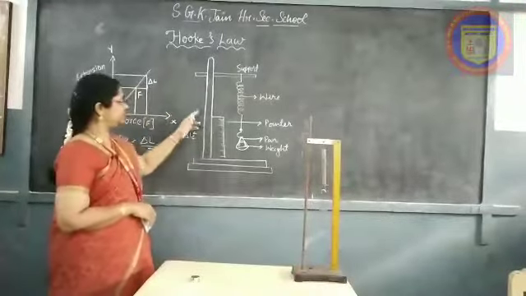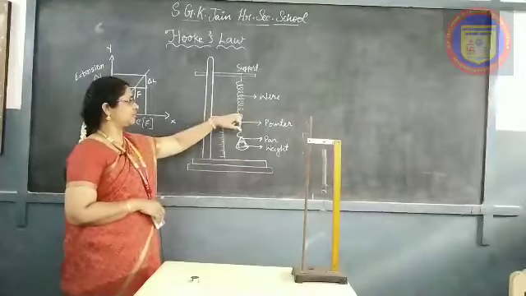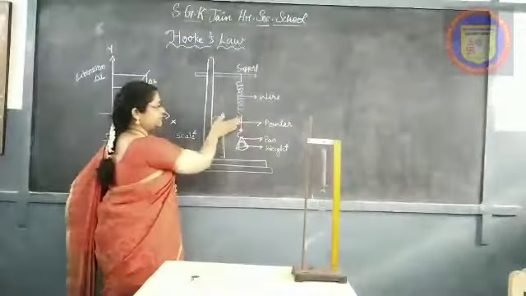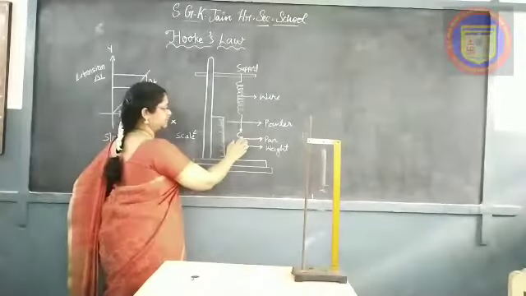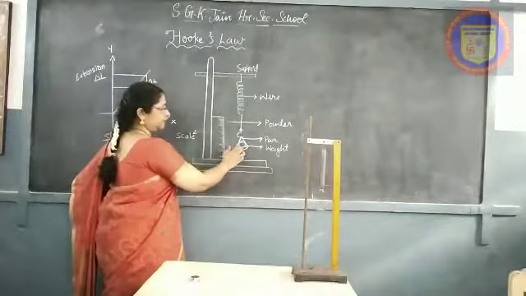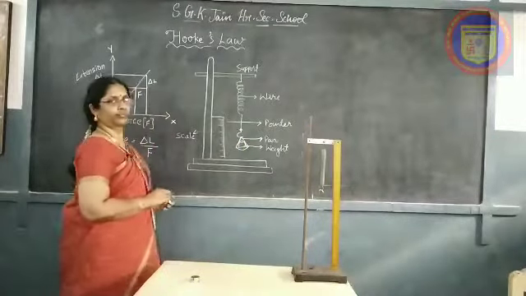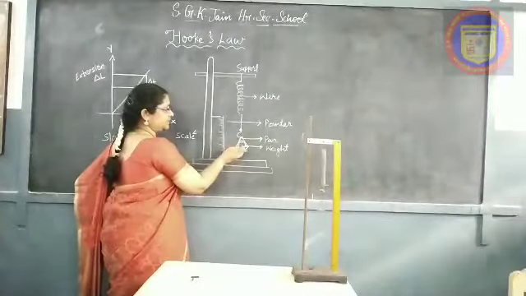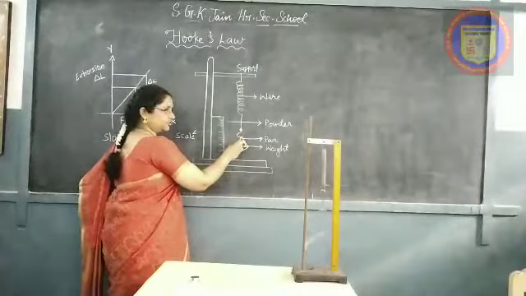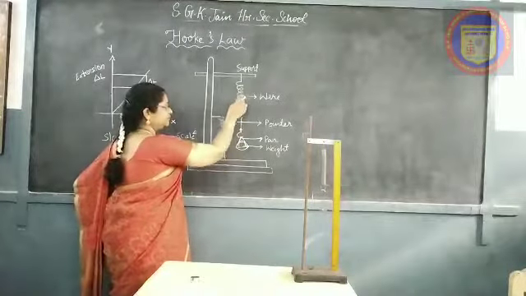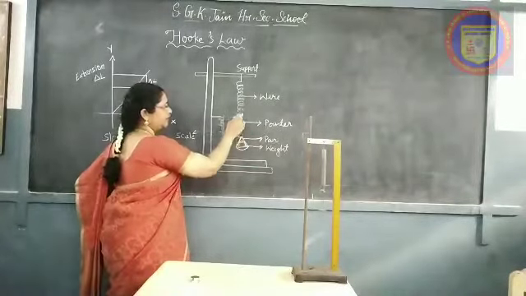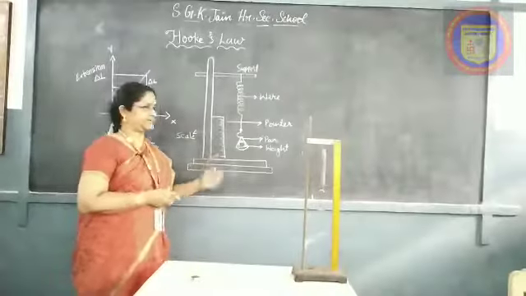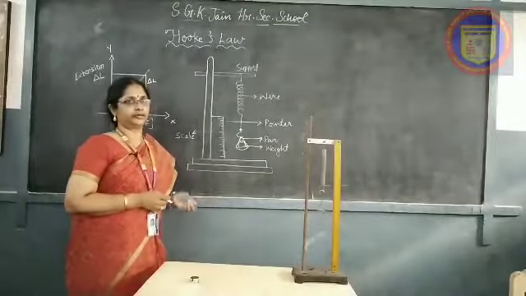Now we will take a stand and a spring which is attached to a pointer. One end of the spring is attached to the support, and the other end of the spring is attached to the pan. Now we are going to add weight to this pan. What happened? The spring elongated, so the length increases. What happened to the area? The area decreases. This can be proved by a small demonstration.